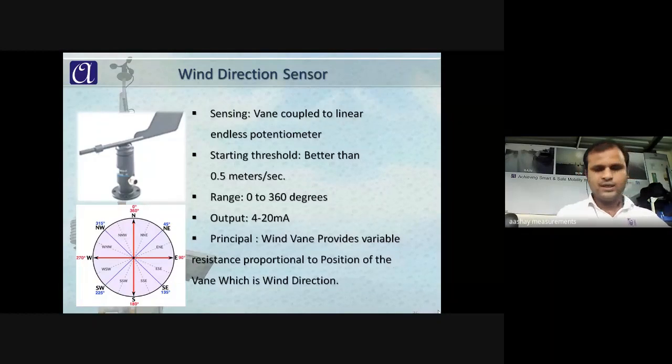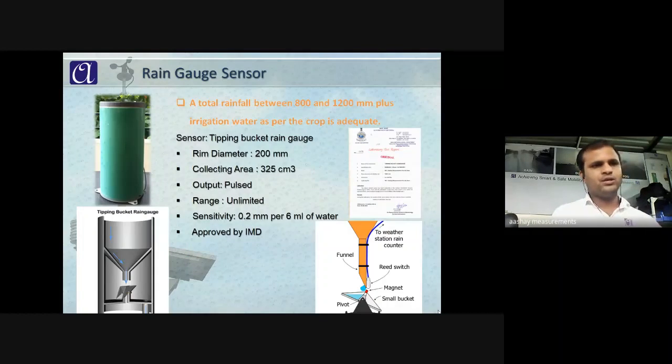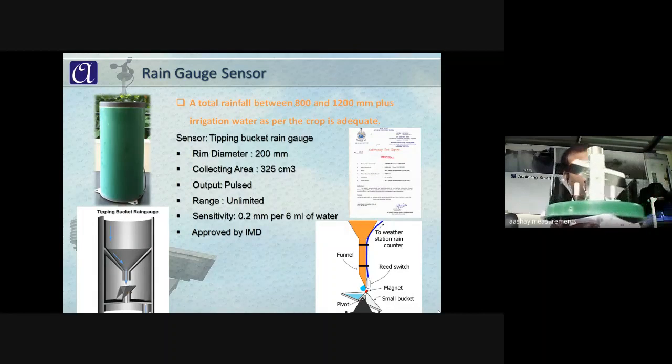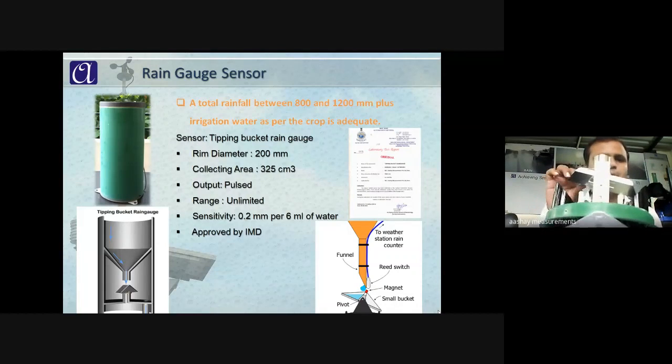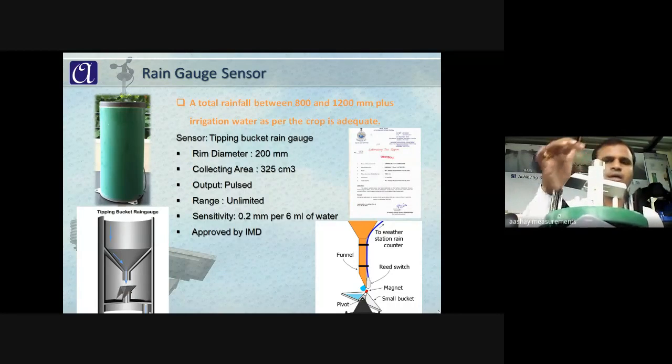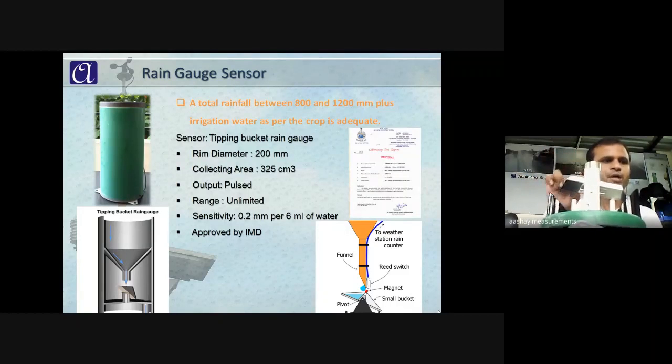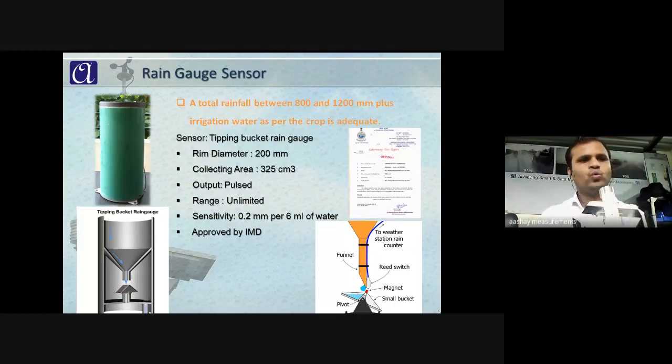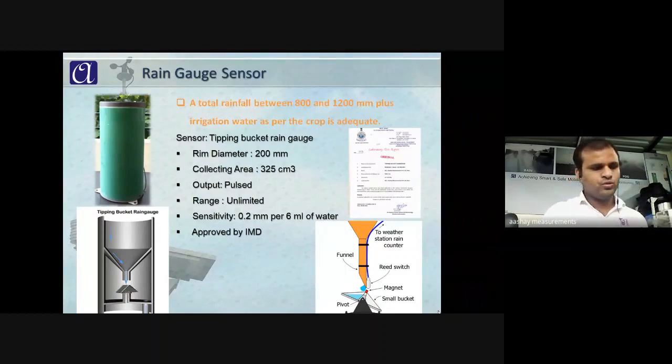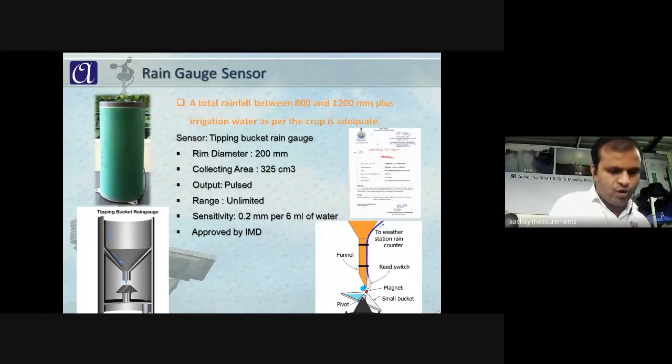Then one of the important sensors, the next sensor, is the rain gauge sensor. This is the rain gauge sensor. In this assembly, you can see this is the tipping bucket type of rain gauge. The water gets collected in these tipping buckets. The resolution of this sensor is very high, that is 0.2 mm. So even if 0.2 mm rainfall occurs, we are able to measure that rainfall, and its range is unlimited.